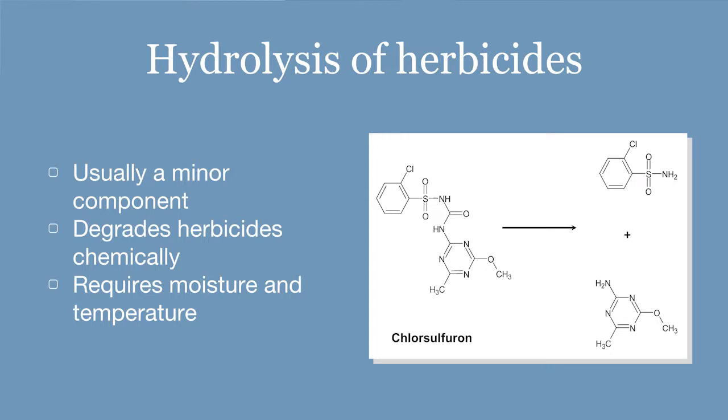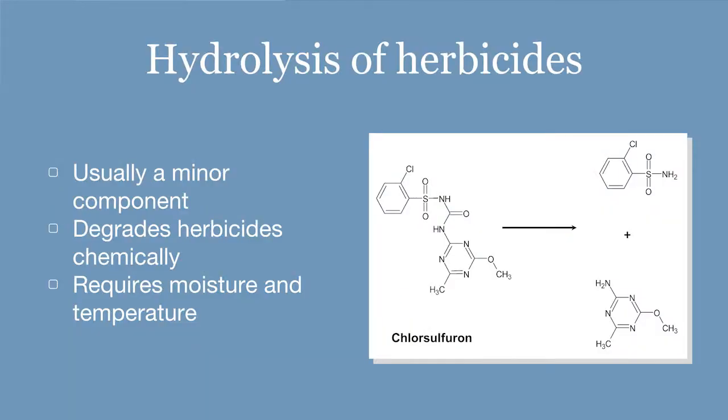Now, there are other processes that can contribute to degradation of herbicides in soils. And one of those is chemical degradation. In this case, I'm talking about hydrolysis. Hydrolysis is simply adding water across a bond in your herbicide. This example here is chlorsulfuron, which is the active ingredient in Glean. And you add that water molecule, you break it into two parts, and it's no longer a herbicide.